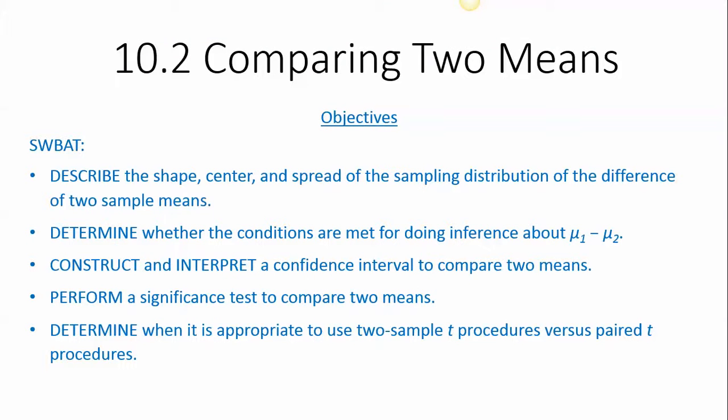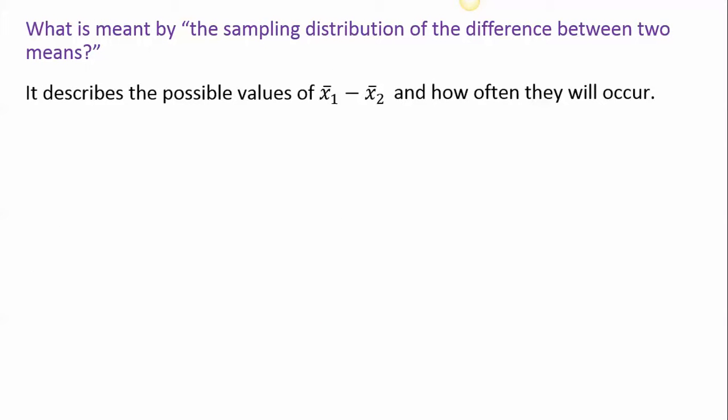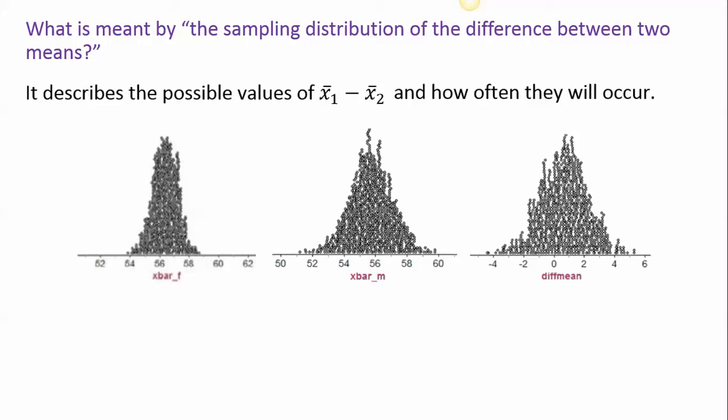Okay, in 10.1 we were comparing two proportions. Now we're going to be comparing two means. What is meant by the sampling distribution of the difference between two means? It describes the possible values of x bar sub 1 minus x bar sub 2 and how often they will occur. We can take the distribution of x bar for one population, or one sample, and the distribution of x bar for another, subtract the two, and get a new set of distributions.